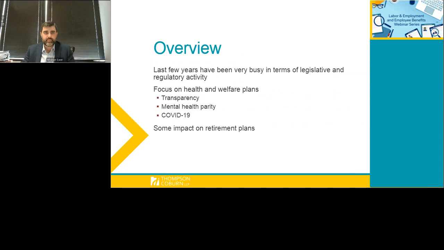So the last few years have been really busy in terms of legislative and regulatory activity. The focus has really been on health and welfare plans, with requirements like transparency, mental health parity, and COVID-19 changes sort of top of mind. There have been some impacts on retirement plans, but as we said, most of it has been focused on health and welfare plans, and that's where we'll focus the majority of this webinar.